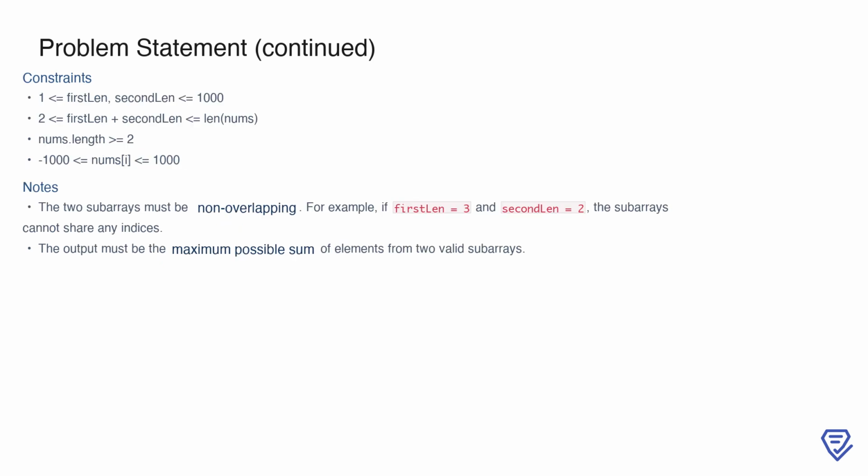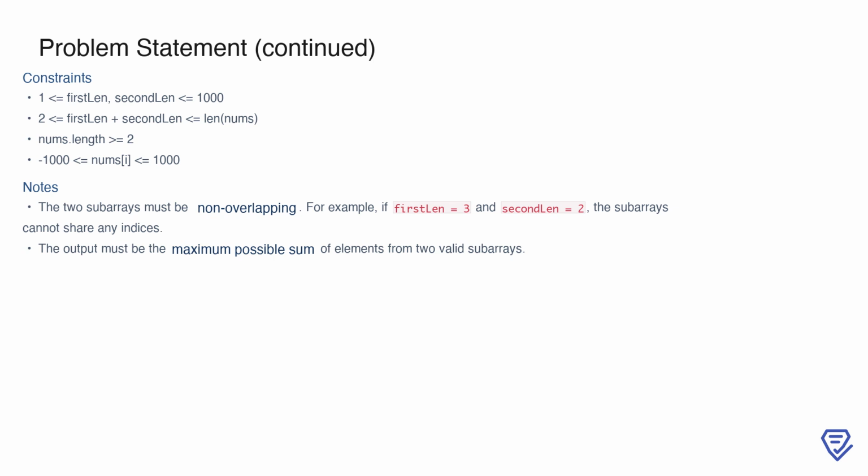Now, let's discuss some constraints and important notes. First, the lengths of the subarrays, firstLen and secondLen, are both between 1 and 1000. Additionally, the sum of these two lengths must be less than or equal to the total length of the array nums, which has a minimum size of 2. Each element in nums can range from -1000 to 1000.